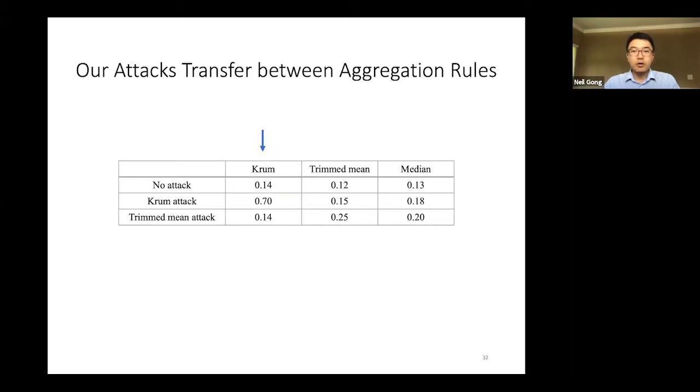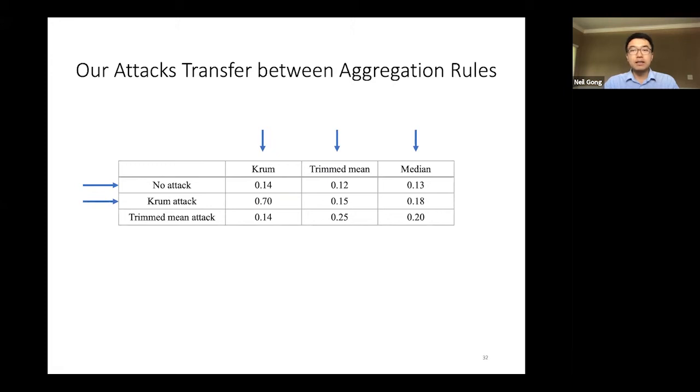Specifically, this column means that the server uses Krum as the aggregation rule. This column means that the server uses trimmed mean. And this column means that the server uses median. This row means no attack.